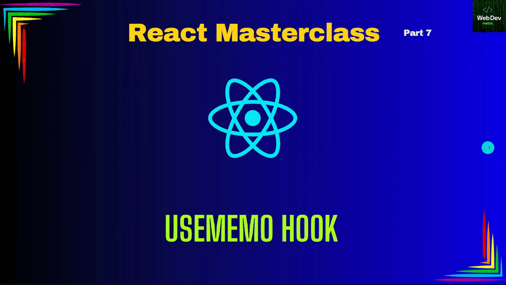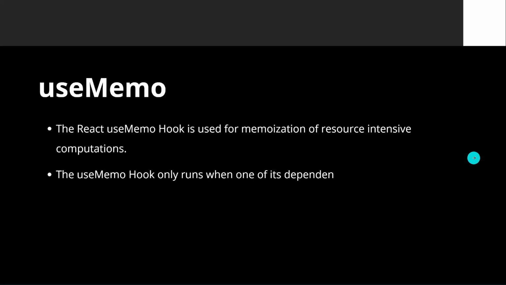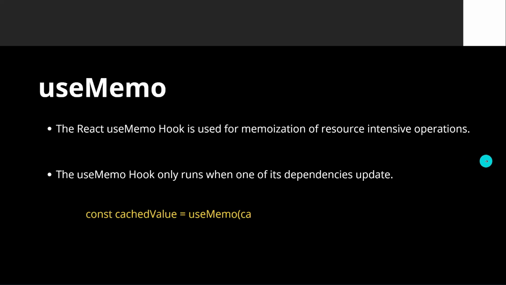In this video, we'll talk about the useMemo hook in React. So the useMemo hook is used to memoize or cache expensive computations. Within your component, there can be some complex computations that can take a lot of time and CPU usage. So you can choose to memoize those computations so that whenever your component re-renders again, those computations are not done each and every time. The useMemo hook only runs when one of its dependencies gets updated.